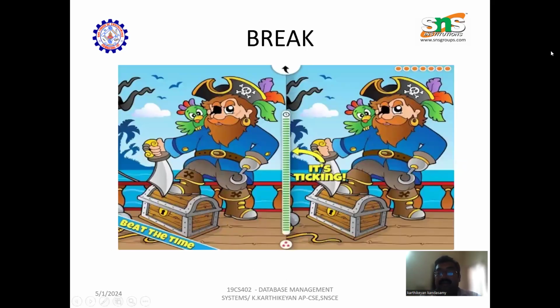So we go for a break. Please identify 18 or 15 differences from the image.